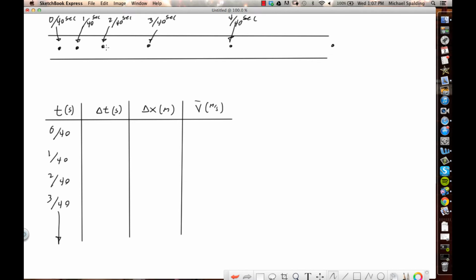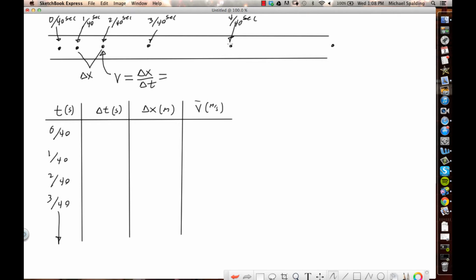So for example, how could we find the velocity at 2/40ths of a second? How could we get a good estimation of the velocity there? Well, what's the definition of velocity? Displacement over time. Okay, the displacement that you're going to use for finding the velocity at 2/40ths is from the previous dot. So notice on the lab it says that delta x is the displacement between adjacent dots. So the delta x that you're going to record for 2/40ths is this. This is the delta x that you're going to measure for 2/40ths of a second.